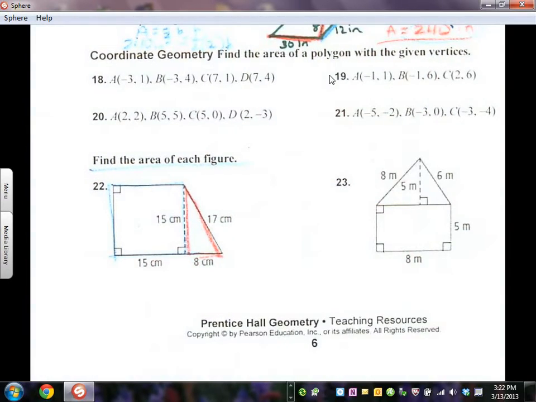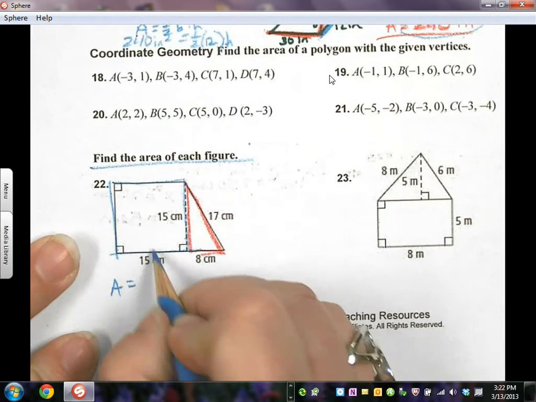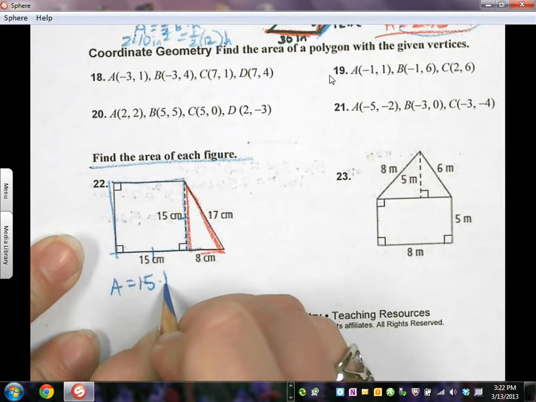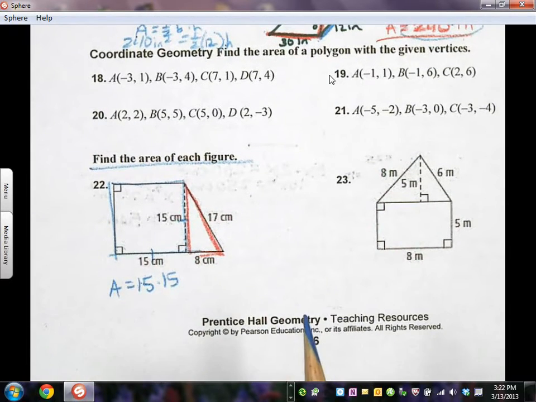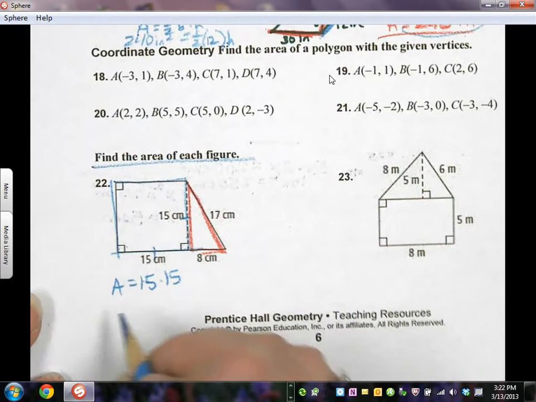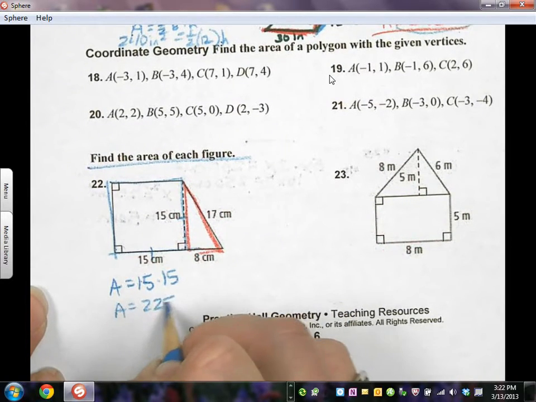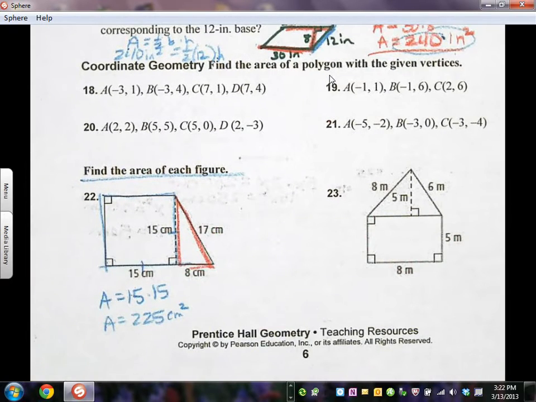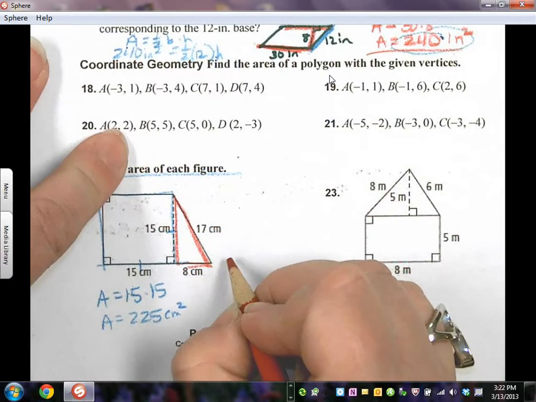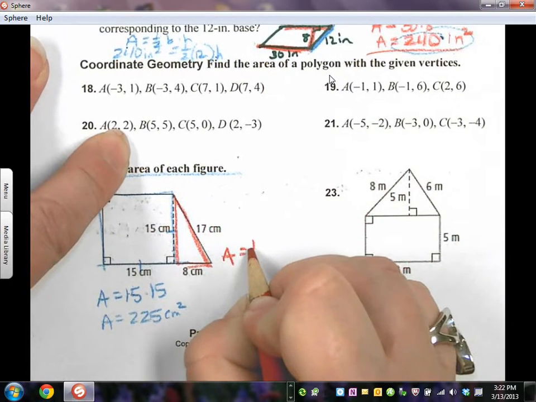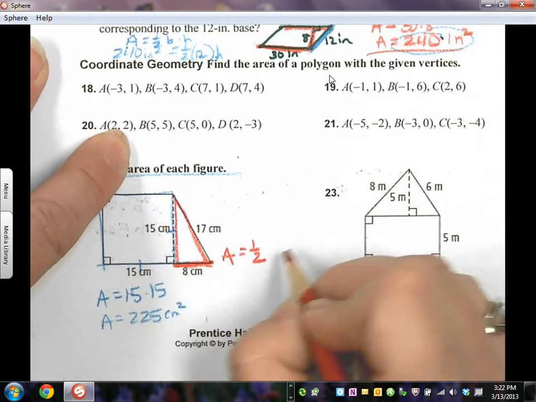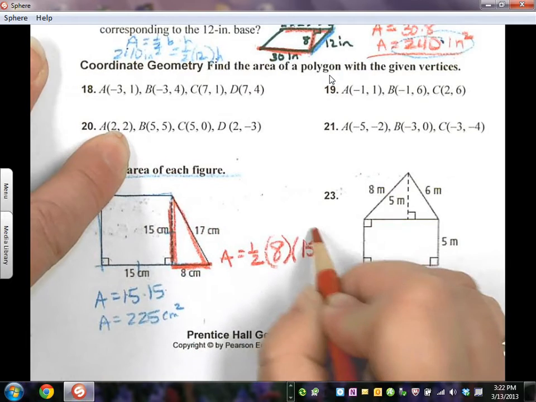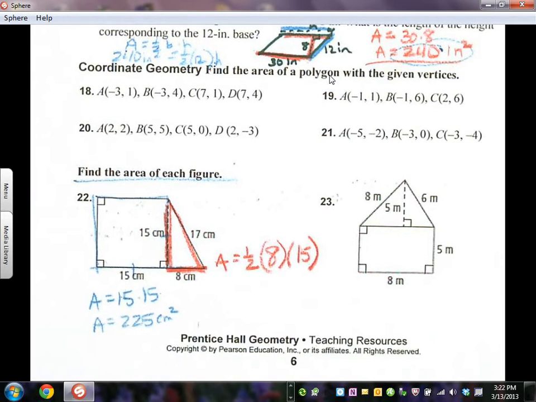So we have to find the area of this, and it's a square, isn't it? Because all the sides are 15 and we have right angles. So it's 15 times 15, base times height. Well, 15 times 15 is 225. And that's centimeters squared. Now we have to find the area of the red shape, which is a triangle. We know the area of that shape is 1/2 the base times the height.